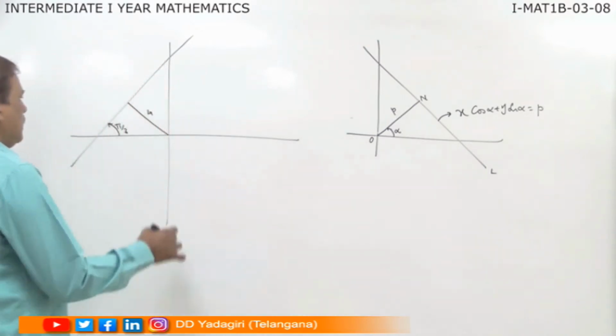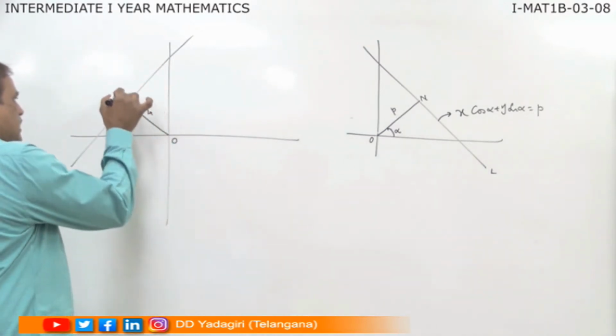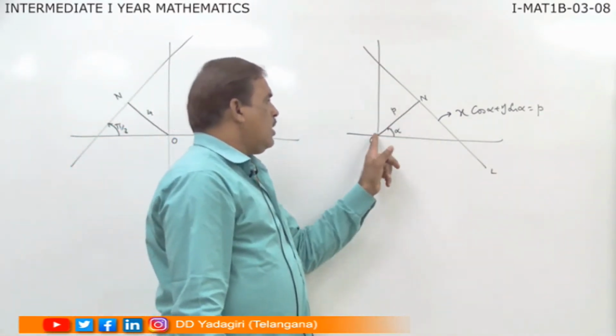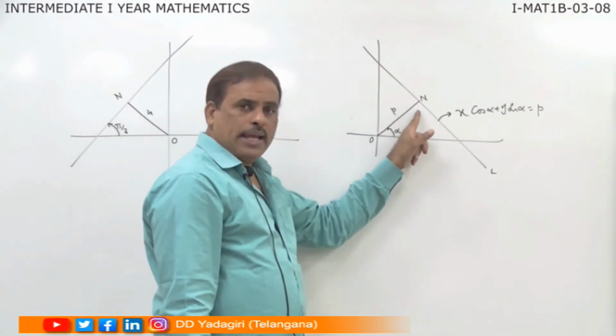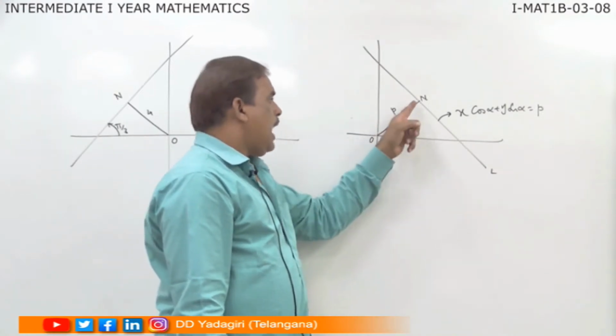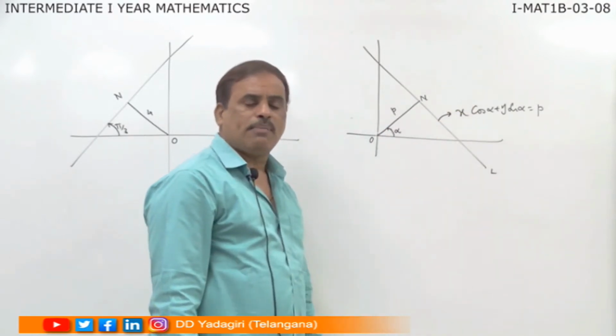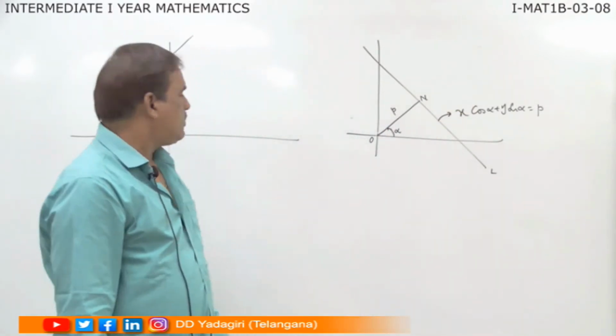Now look here. This is O, let's take this is N. Here there is a straight line L. ON is the normal to the line L, and the inclination of the normal is alpha. Then the equation of this line is x cos alpha plus y sin alpha is equal to p.